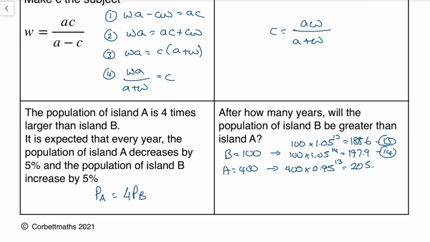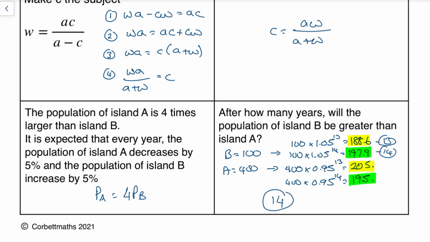So you can see I'm comparing the yellow and the yellow, my population of A is still larger. Let's do to the power of 14. So 400 times 0.95 to the power of 14 is equal to, I'm going to just multiply by 0.95, 195.06. So I can now see the green, so here is larger than this. So therefore the answer to my question is after 14 years.